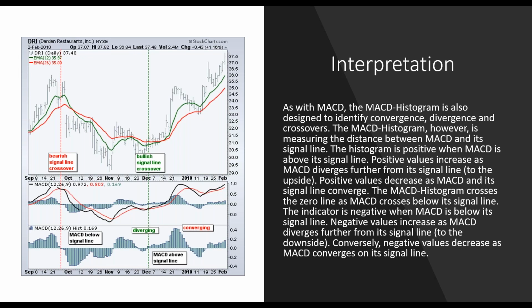Now, the MACD histogram is also designed to identify convergence, divergence, and crossovers. The MACD histogram, however, is measuring the distance between the MACD and its signal line. The MACD histogram crosses the 0 line when the MACD crosses below its signal line.